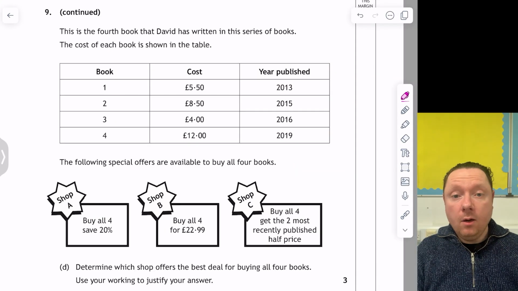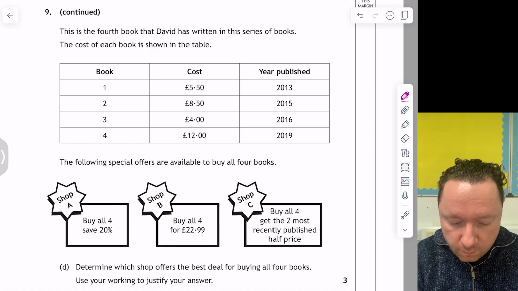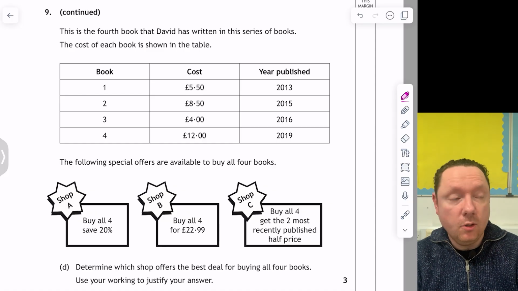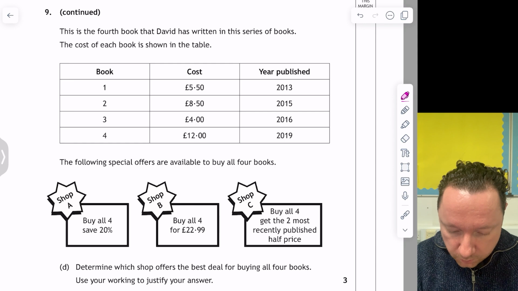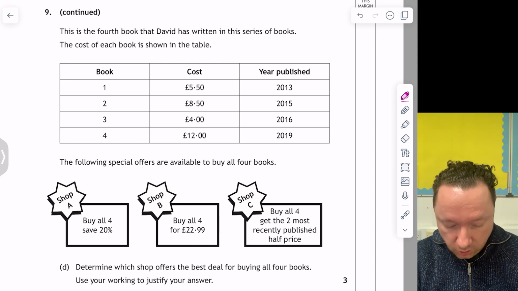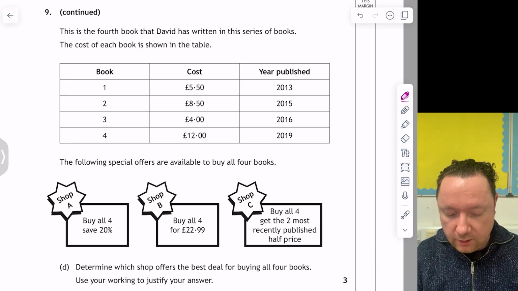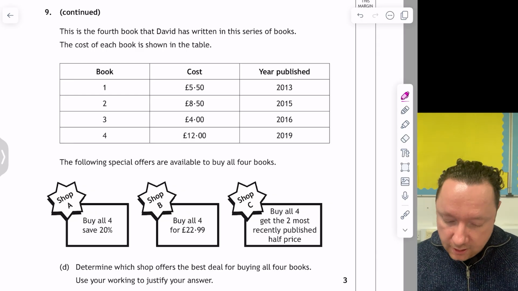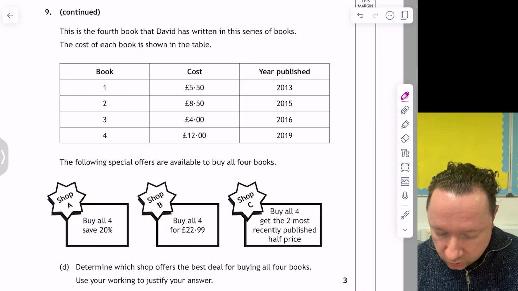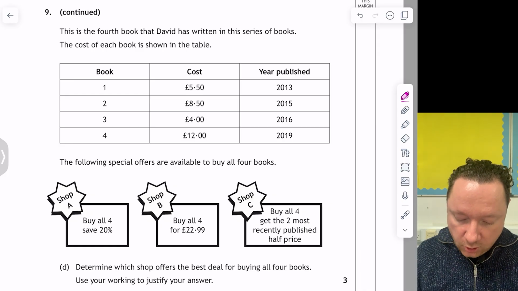And I'm done there. Okay, question 9 continued. This is the 4th book that David has written in this series of books. The cost of each book is shown in the table: Book 1, Book 2, Book 3, Book 4. The following special offers are available to buy all 4 books. Shop A, buy all 4, get 20% off. Shop B, buy all 4 for $22.99. And Shop C, buy all 4, get the 2 most recently published half price. Which shop has the best deal?